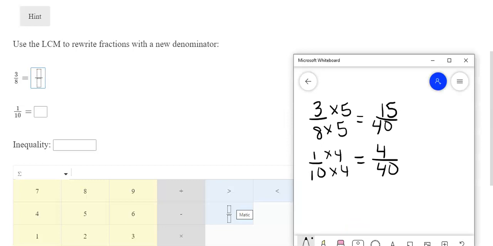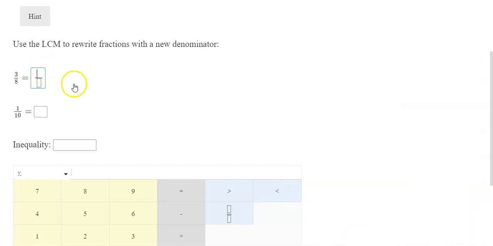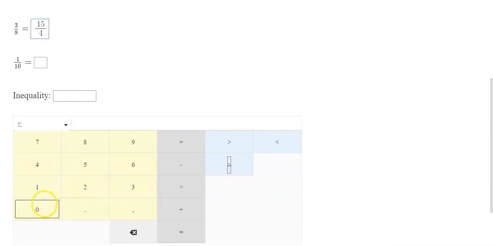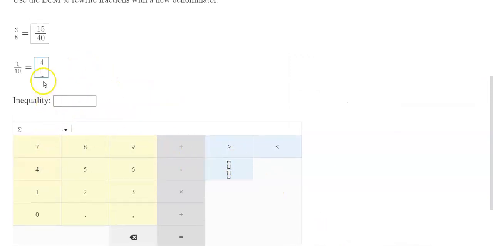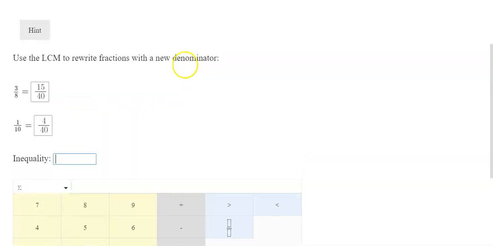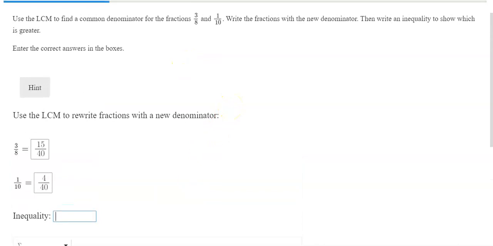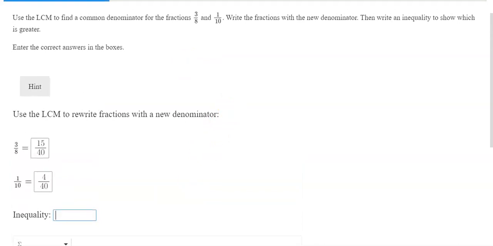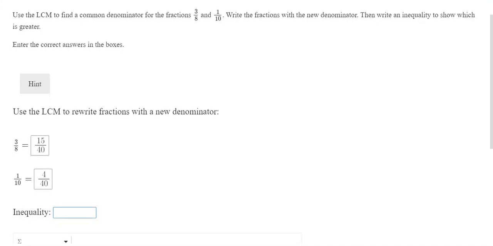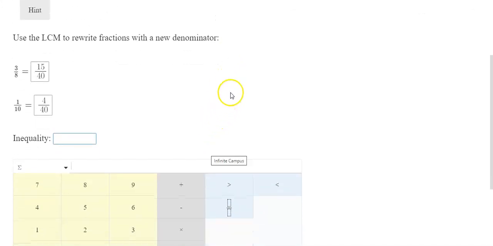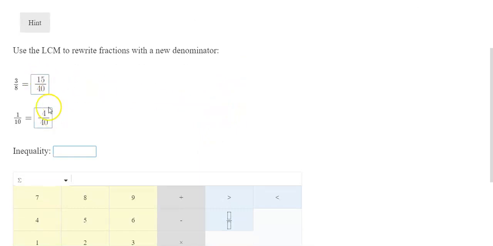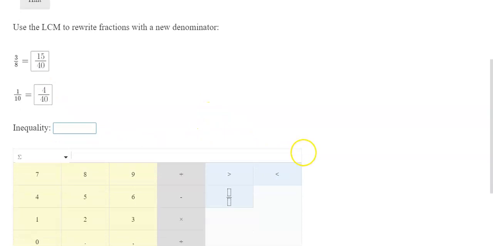So 3/8 we changed into 15 over 40. And 1/10 we changed into 4/40. So our inequality says, I think 15 is bigger than 4, so 3/8 is greater than 1/10.